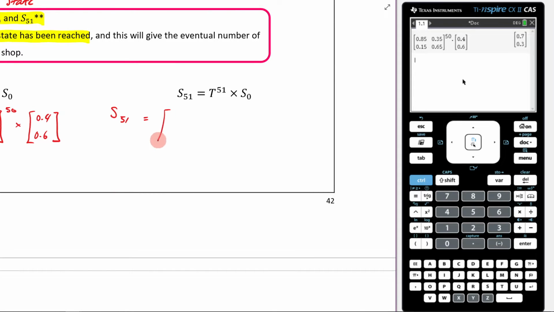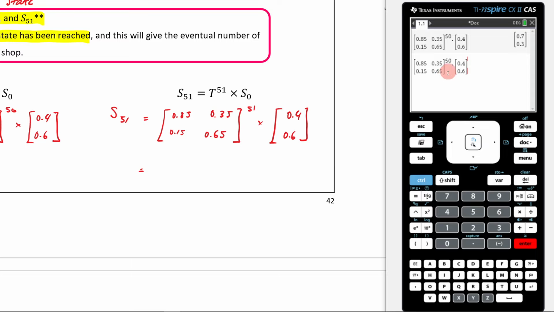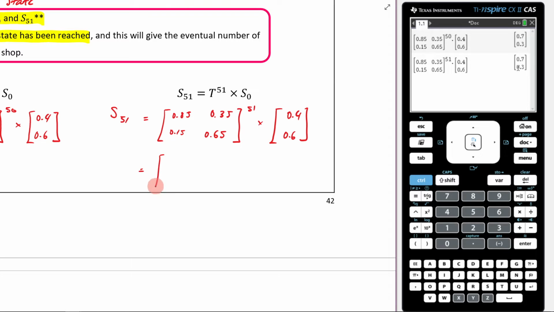So we want to type in the same thing again. 0.85, 0.15, 0.35, and 0.65. Then we raise this to the power of 51 this time, and multiply it by our initial state, which was 0.4 and 0.6. Let's see if we get the same result out. We come back to our CAS, and I'm now just going to change this to 51. And sure enough, we get the same numbers out, which means the steady state has been reached.